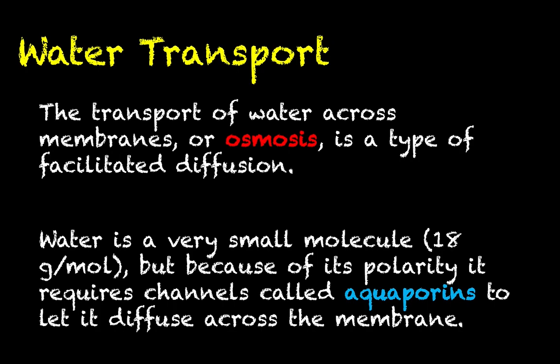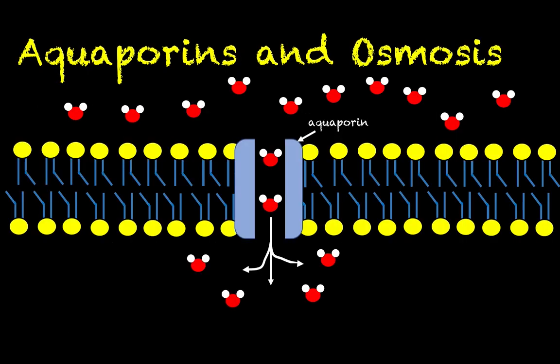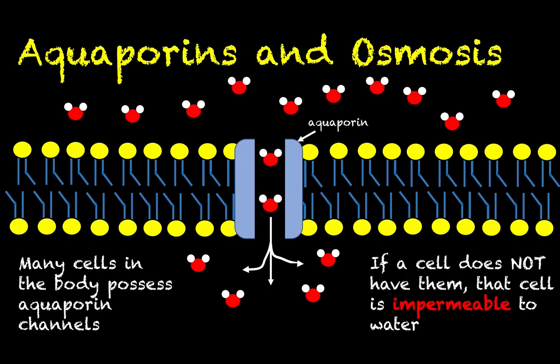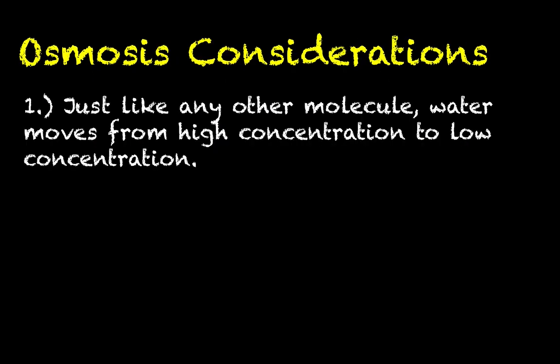So it requires specific water channels, which are called aquaporins, and that is going to be what allows water to rapidly move across membranes. You can see this illustrated here. An aquaporin that is inserted into the plasma membrane of a particular cell will allow osmosis to occur at a high rate. Many cells in the body do possess these aquaporin channels, but in the future, especially when we talk about kidney function, you'll need to be aware that not every cell in the body has aquaporin channels, and those that do not have aquaporins are impermeable to water.